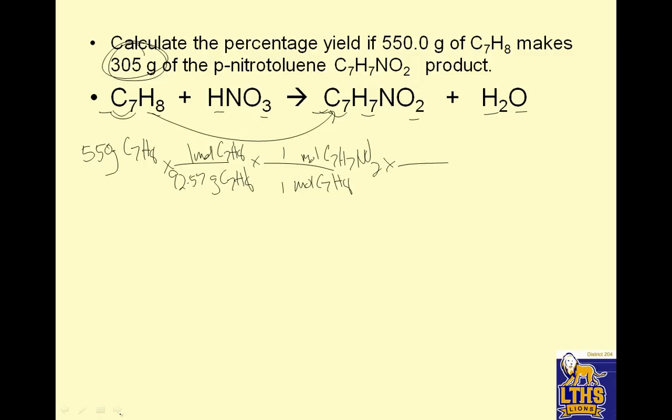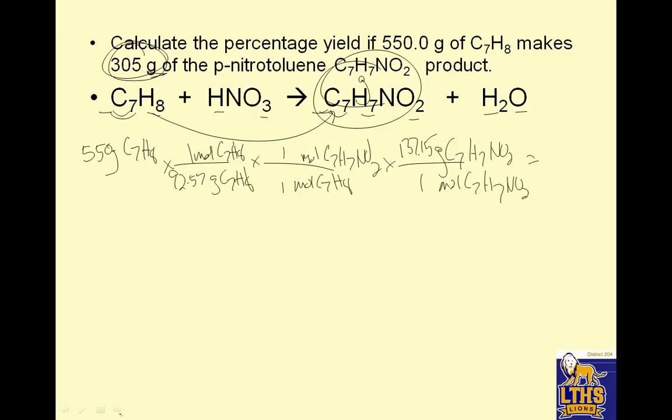And then moles of C7H7NO2. And I want to change that into grams. My goal is grams of C7H7NO2. So grams and moles. Little g stands for grams. Little g stands for go to the periodic table. 12.01 times 7 plus 7.07 plus 14.01 plus 32 is 137.15. And this tells me how much I should get.